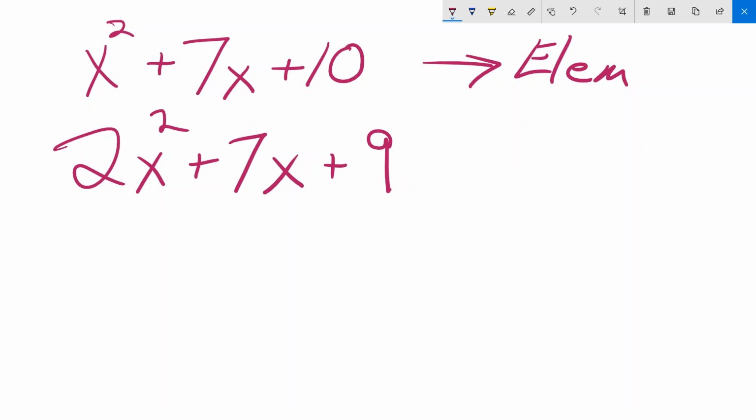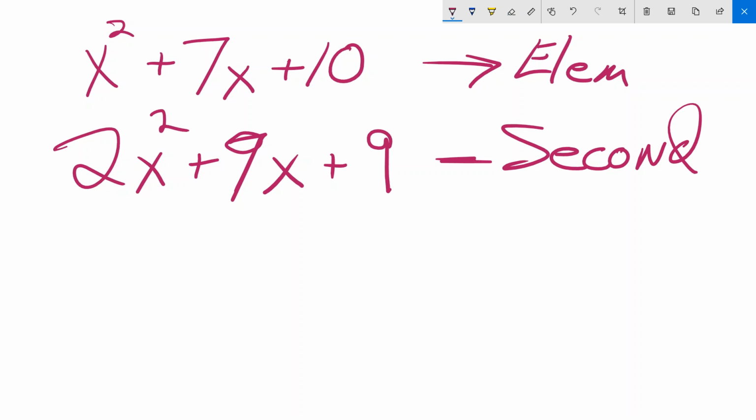Okay. Now, hold on, let me check something. Okay. Here's our quadratic. This is secondary type quadratics. And don't worry about the terminology. It's my terminology only. Okay. The thing is that the elementary ones are always easy. Worst case scenario is you have to use the quadratic formula.